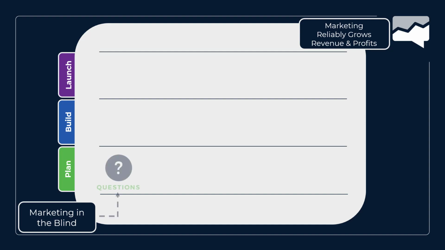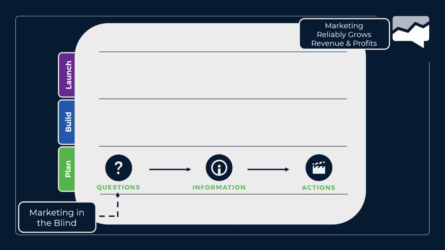Now, in plan, it's all about knowing what questions you're going to ask, what questions you want answered, right? Information, knowing the information you need to answer those questions. And this is critical when it comes to calculated metrics because you might need a calculated metric as the information to answer a question. And finally, actions, knowing what actions you're going to take when you have that information.